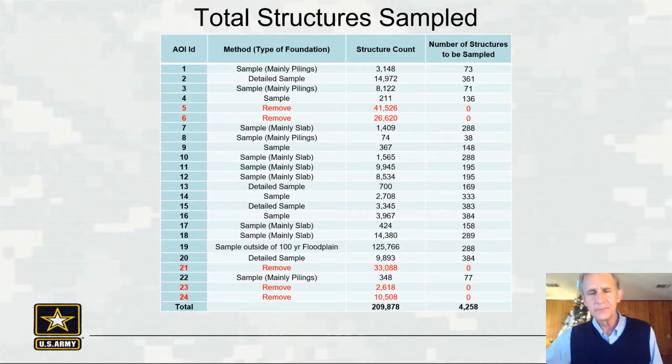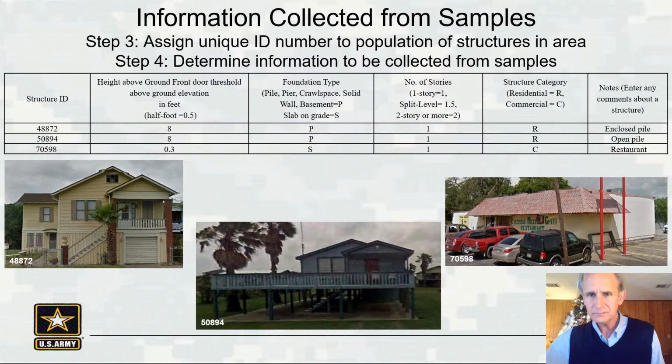So we applied that to our study area, to what we call our areas of interest, AOI. And you can see that of the roughly 210,000 structures, our sample size was a little over 4,200 structures after we applied the formulas.